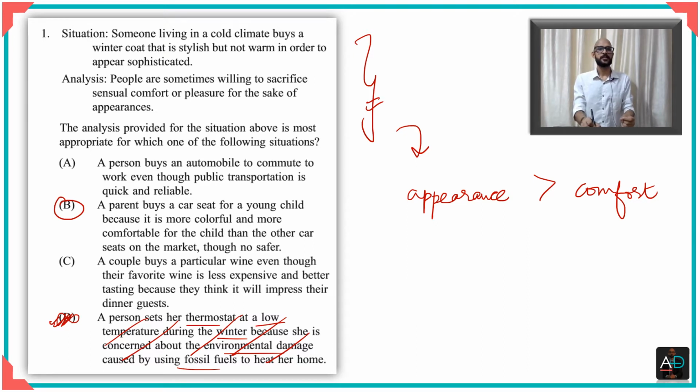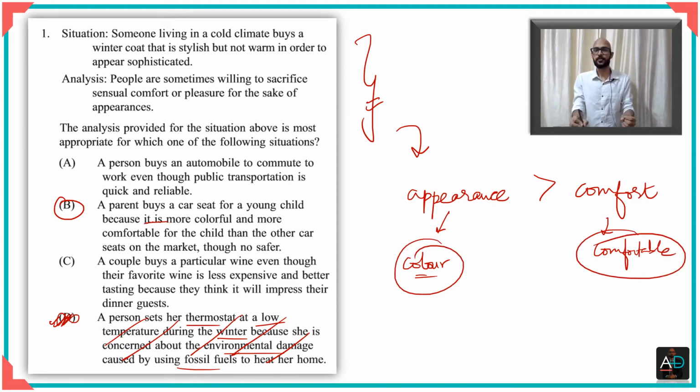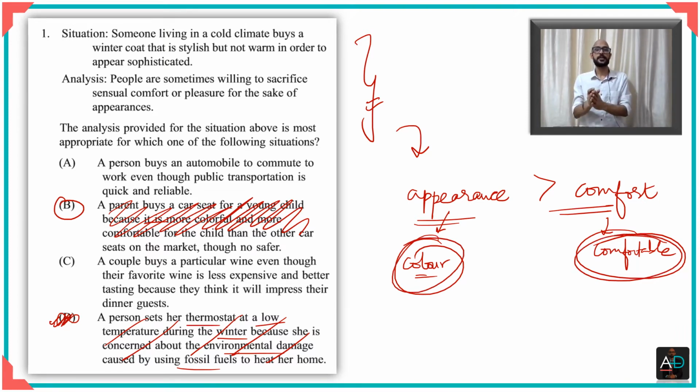It says that a parent buys a car seat for a young child because it is more colorful and more comfortable. So as you can see, colorful is the appearance, but it also says that it is more comfortable, right? Which means that when he is buying a seat, it is both colorful and comfortable, which means they are not choosing between appearance and comfort, right? So again, I will get rid of this because we are talking about a case where a person sacrifices comfort for appearance, right? Had this been a case of somebody going for a colorful one instead of a comfortable one, then perhaps this could have been the answer.